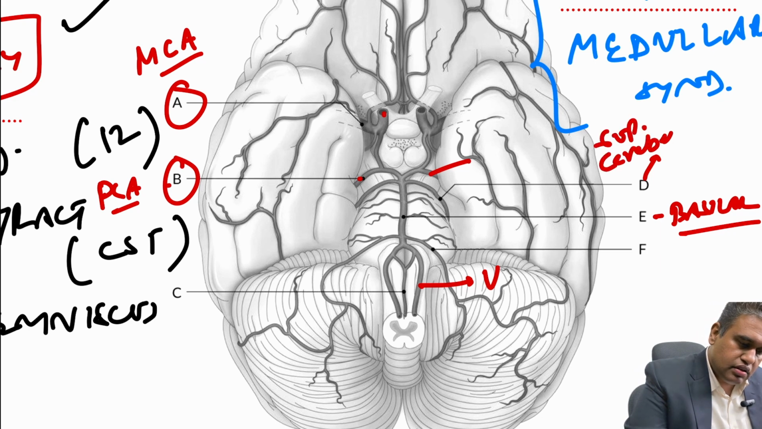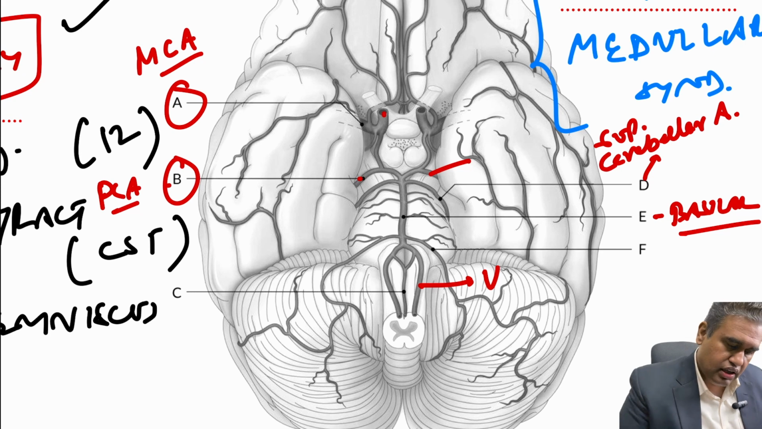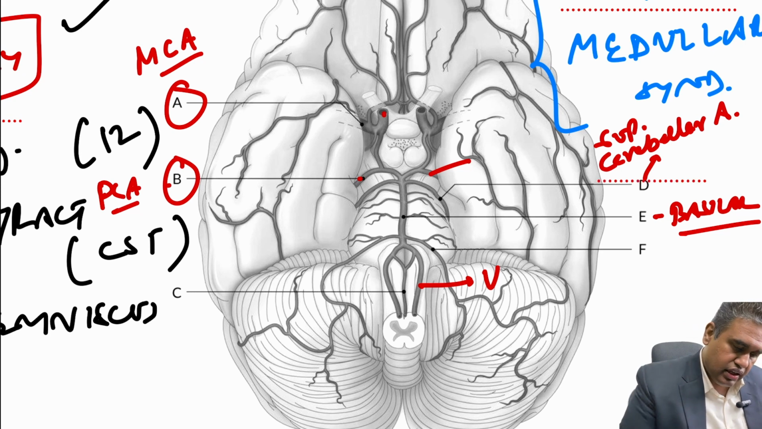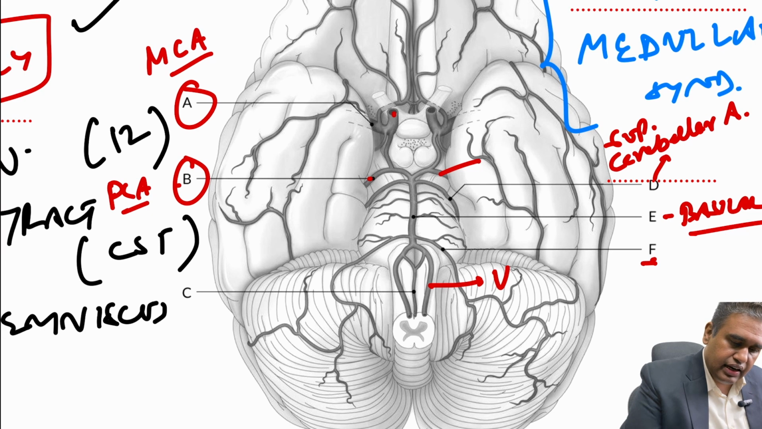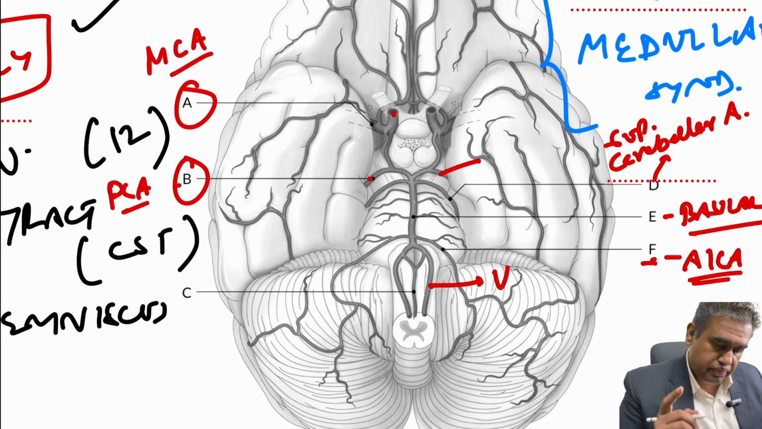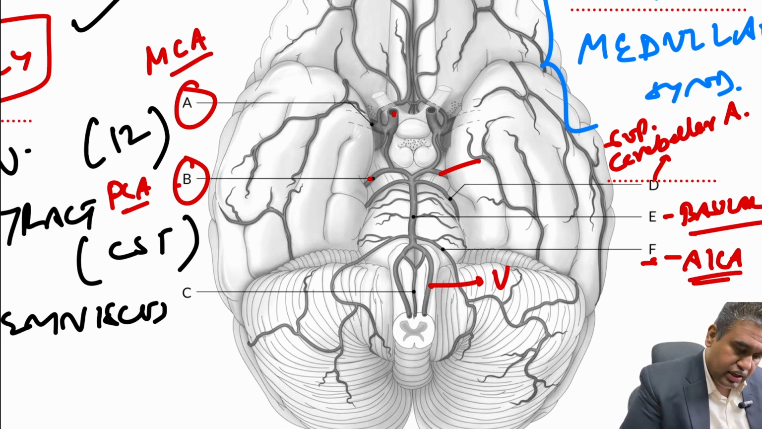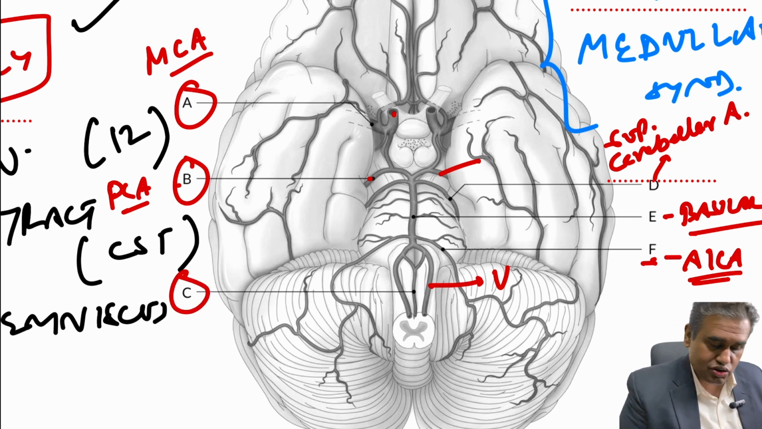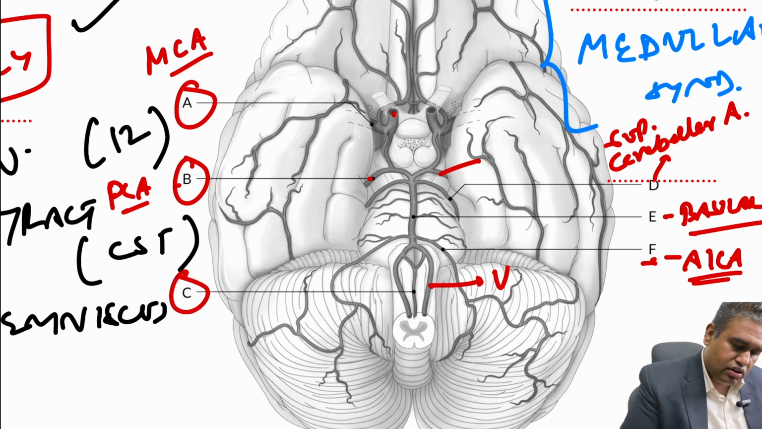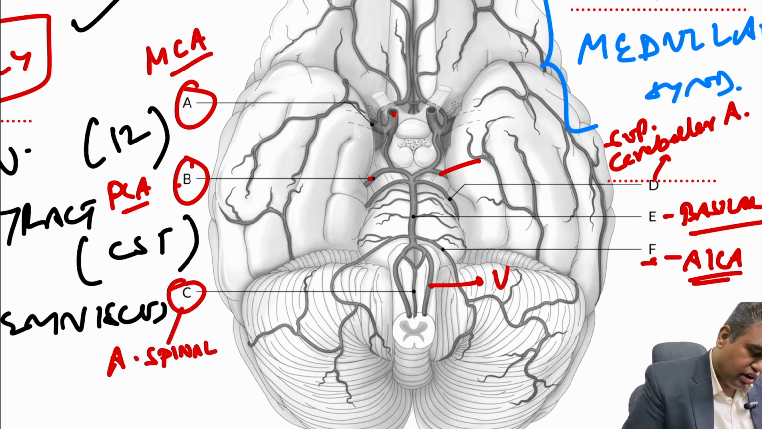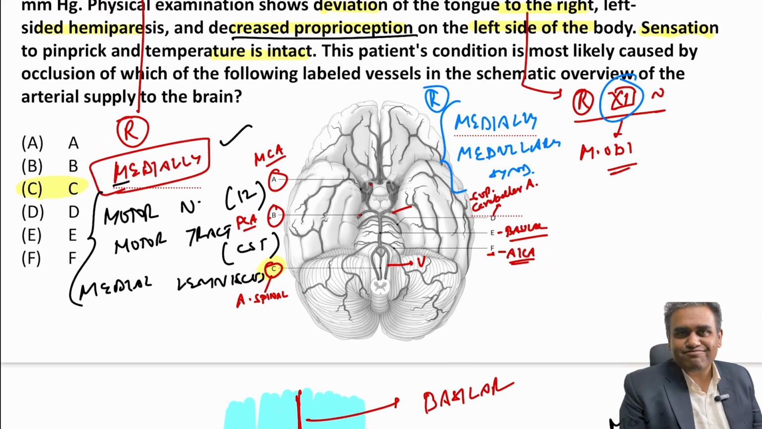Superior cerebellar artery. Okay. What is this option number F over here? Option number F again is a branch from basilar, and it is the AICA, anterior inferior cerebellar artery. Okay. Option number C over here is the one which is the answer actually, and you can see it is coming from the vertebral on the medial aspect. This is our anterior spinal artery. Answer is undoubtedly option number C.